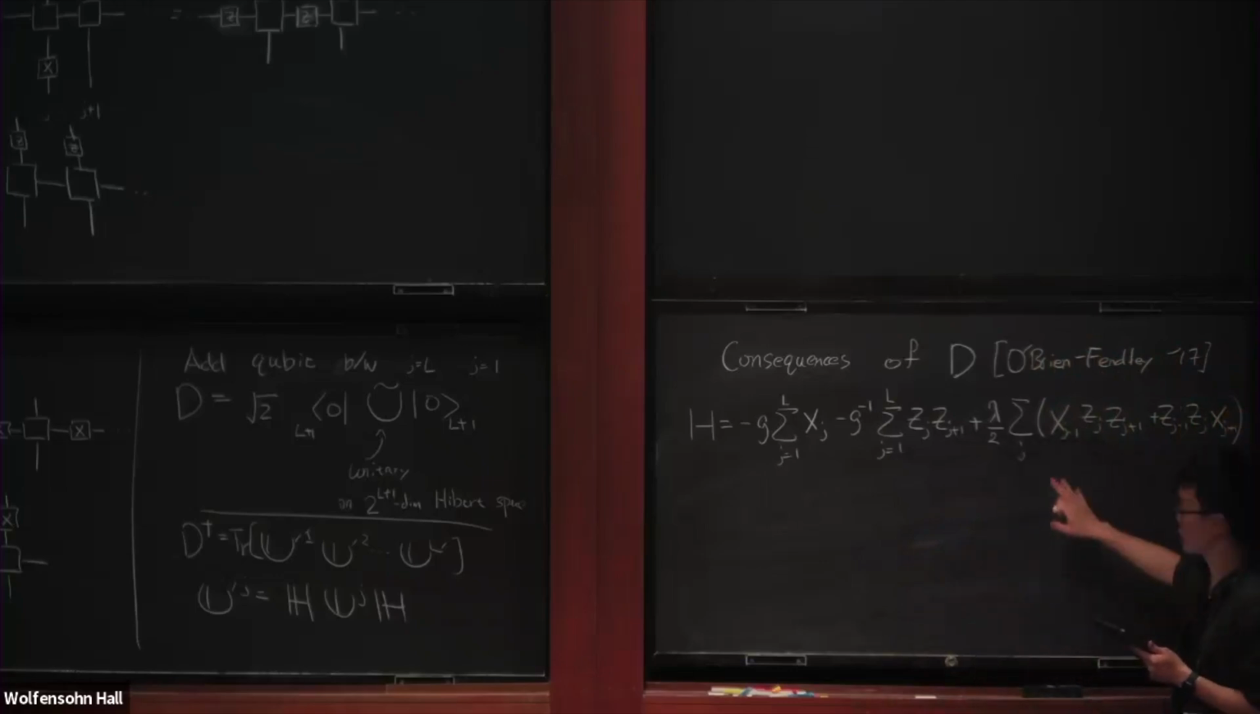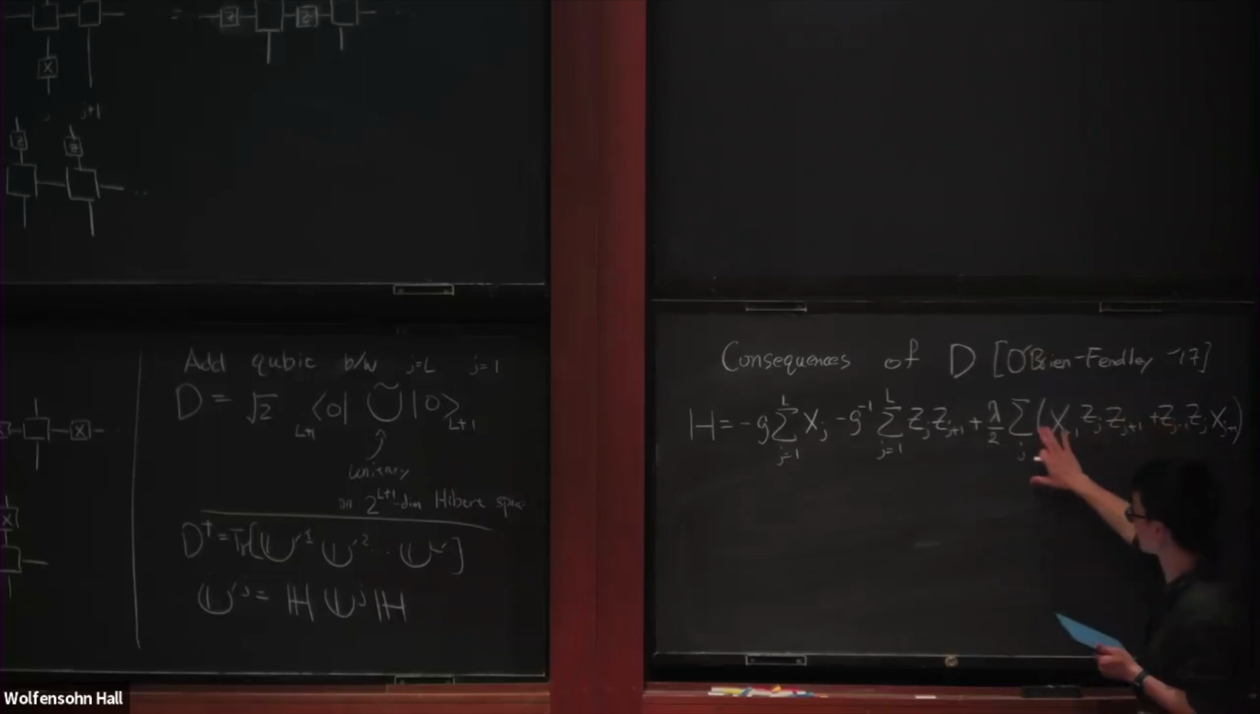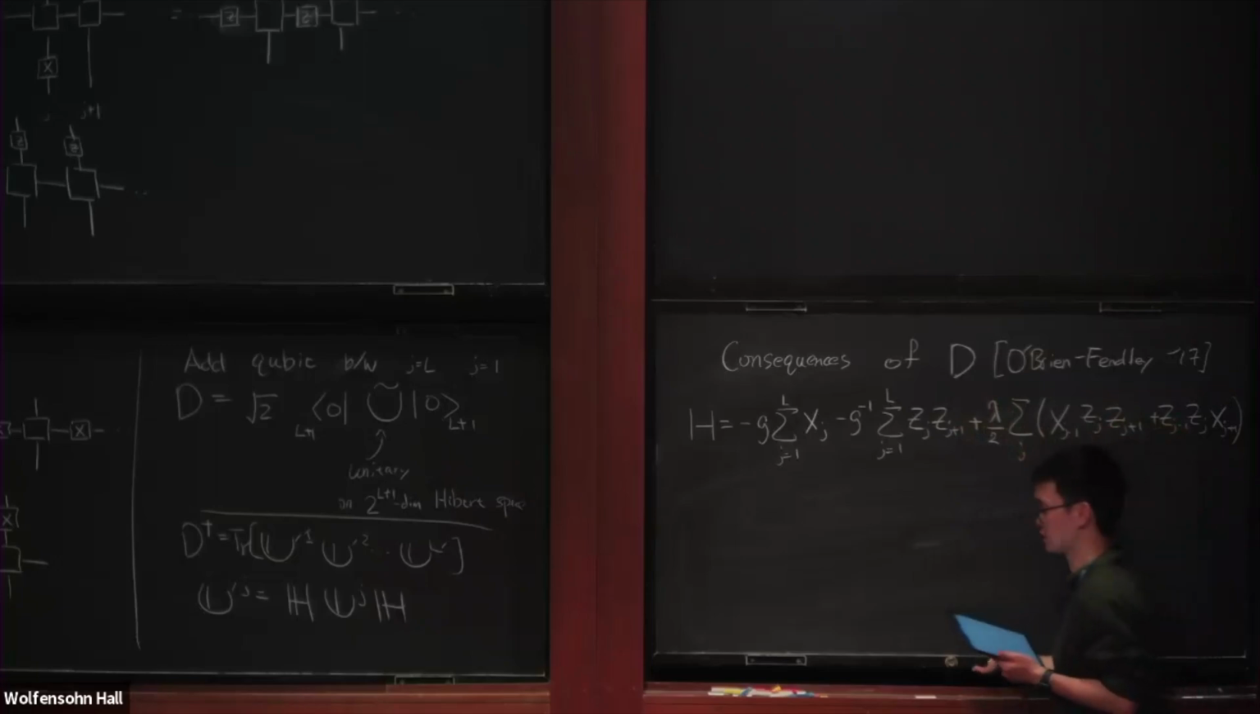Okay, so it's a 3-body interaction. And you can easily see that under the Kramers-Wannier transformation, X goes to ZZ, ZZ goes to X. So you just swap the 2 terms. It's manifestly invariant. So this is a deformation that preserves D. And now we can ask what the phase diagram looks like.